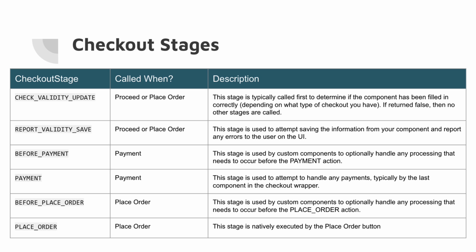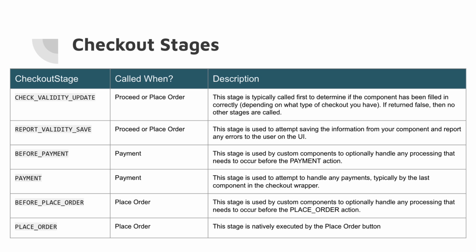So that's kind of how these two are used in tandem, and they are used either at proceed or place order, depending on if you're using the accordion or single page layout. Next up here, we have the before payment and payment stage actions, and these are what you would guess, the information around before and the actual payment itself.